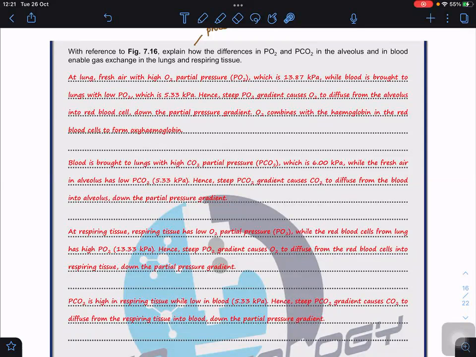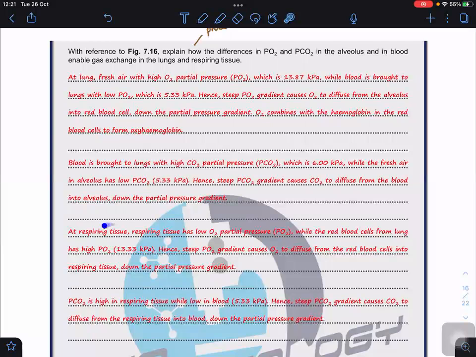In the lung, the CO2 partial pressure in the blood is about 6 kilopascal, and in fresh air it is 5.33. So I show the difference here. Again, a steep partial pressure gradient of CO2 is created. Therefore, CO2 diffuses from the blood into the alveolus down the partial pressure gradient.